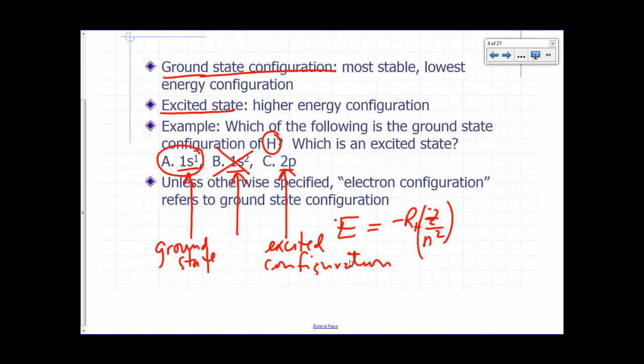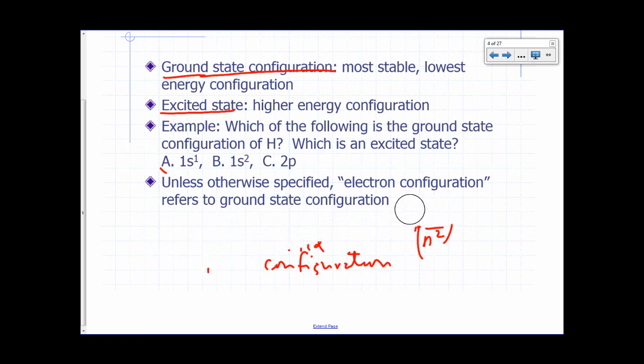So an atom of hydrogen where its electron is in the 2p orbital would be a high energy atom. Eventually that atom is going to lose that energy, give it off in the form of light, and the electron goes down to the 1s orbital, we might say. Now, unless otherwise specified, when we talk about electron configuration, for much of what we're going to be doing in this lesson, we mean the ground state configuration, unless it's obvious from context that we're not necessarily referring to the ground configuration.